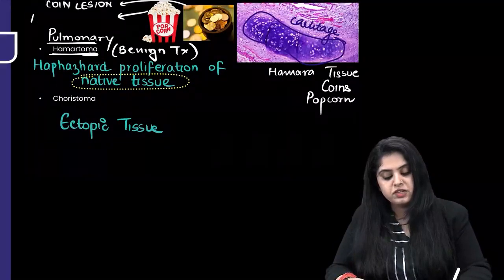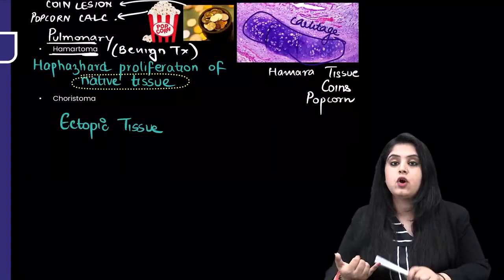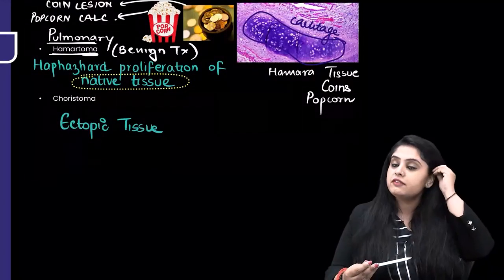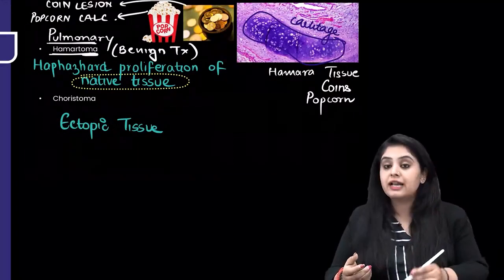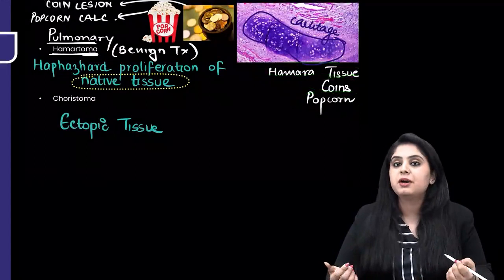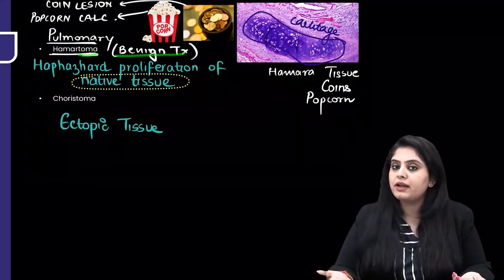And which calcification does it show you? It shows you popcorn calcification. Remember, on radiology you see coin lesion, popcorn calcification, and on pathology you see the very famous cartilage, hamara tissue. So that is why I said hamara tissue, hamara coins, and hamara popcorn. That is hamartoma. This is a previous year question. It is a benign tumor because of the oma.